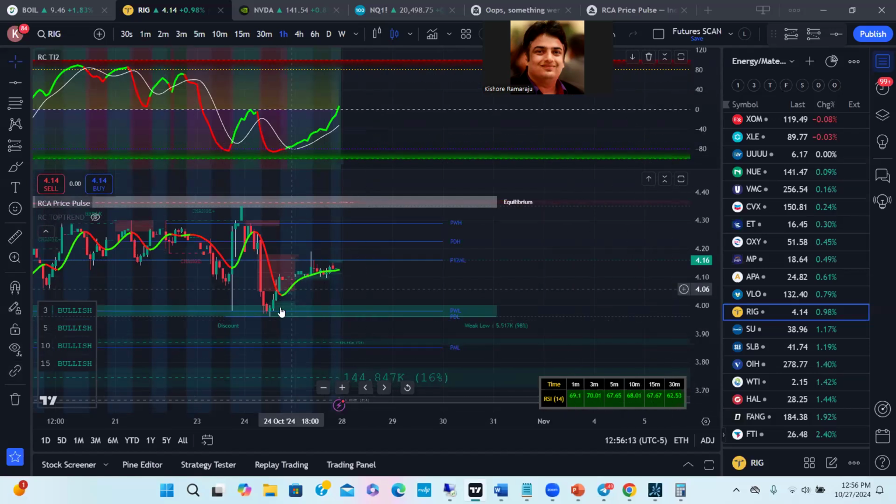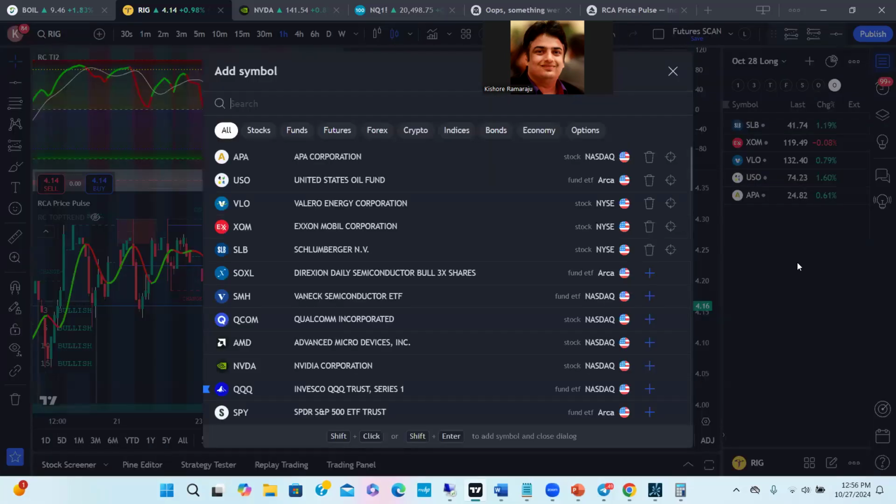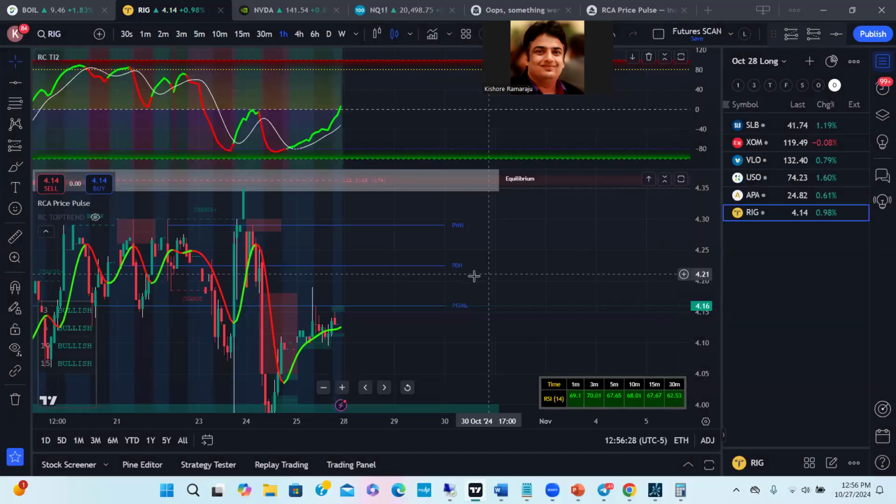Everything is green, green, green. Minimum it will go until 4.4. So if you buy 1,000 stocks, you can put a limit order now itself. Tomorrow morning, by the time market opens or within a few minutes, it will go to 4.37.